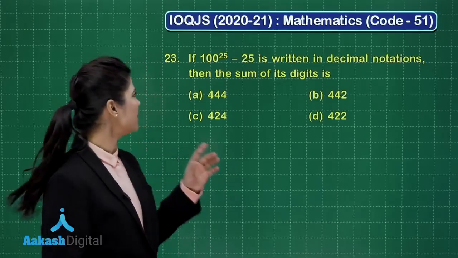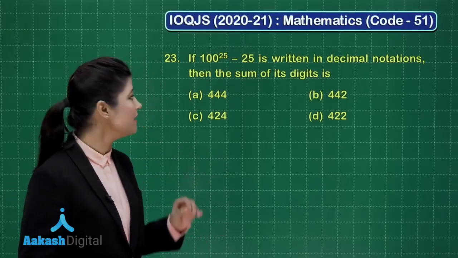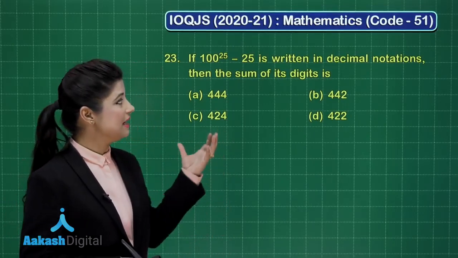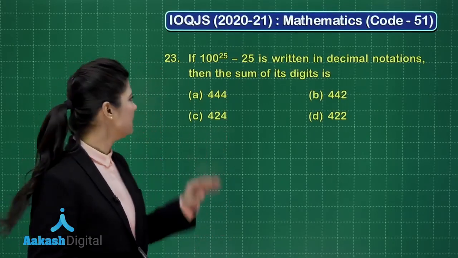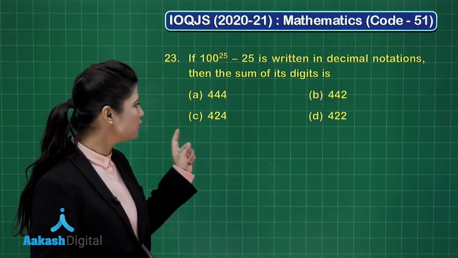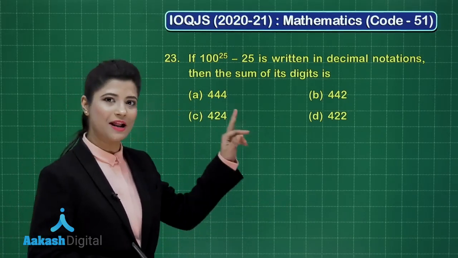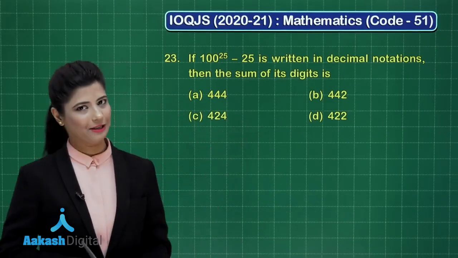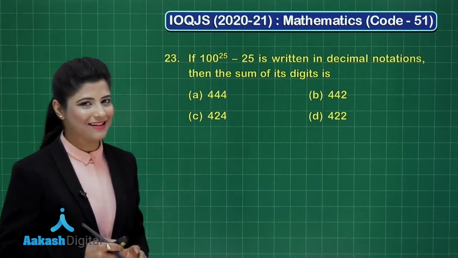Now let's take up question number 23. It states that if 100 raised to the power 25 minus 25 is written in decimal notation, then the sum of its digits is, out of these options: 444, 442, 424 and 422. So this is a very interesting situation.